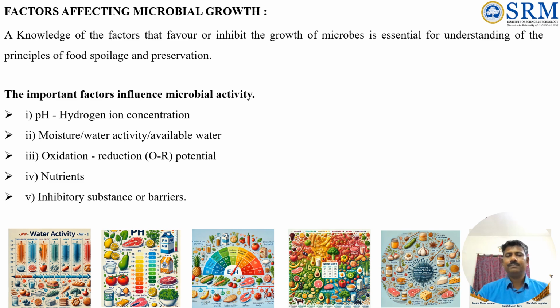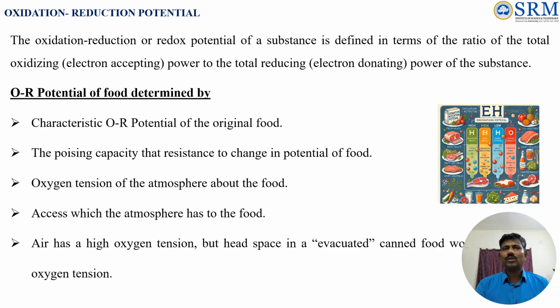The OR potential, or oxidation reduction potential, or redox potential of a substance is the ratio of total oxidizing power to the total reducing power of the substance. Oxidizing means electron accepting and reducing means electron donating. The OR potential of the food is determined by four major characteristics. The first one is the OR potential of the original food, and the second one is poising capacity, that is, how resistant it is to change in the OR potential from an external source. And the third one is the oxygen tension of the atmosphere where the food material is stored.